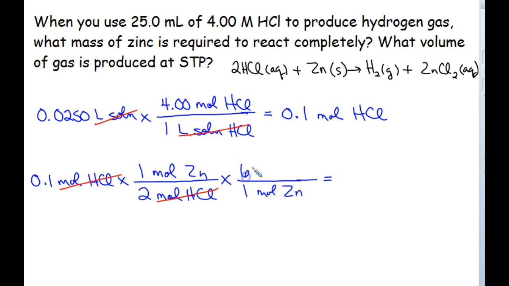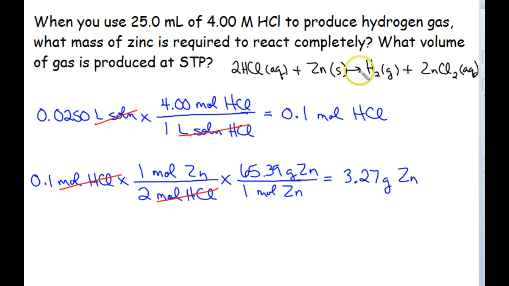If you look that up on the periodic table, it is 65.39 grams. So in the calculator we are going to do 0.1 times 65.39 and then divide that by 2. We round this to 3 significant figures, 3.27 grams of zinc. So we would need exactly that mass of zinc to react completely with our 25 mils of 4 molar hydrochloric acid.